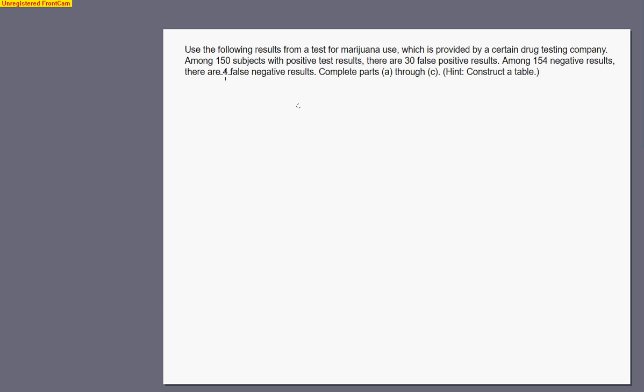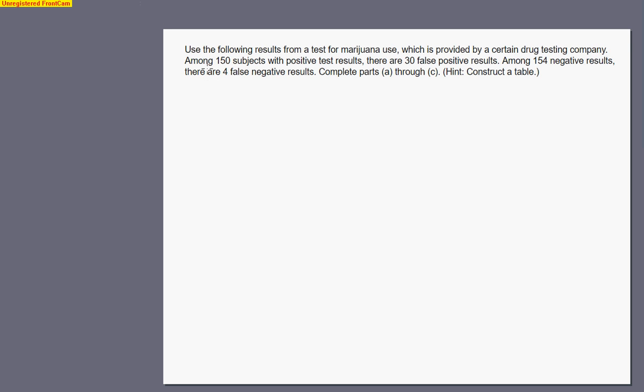Here's a problem from homework number 9. Use the following results from a test for marijuana use, which is provided by a certain drug testing company. Among 150 subjects with positive test results, there are 30 false positive results. And among 154 negative results, there are 4 false negative results.